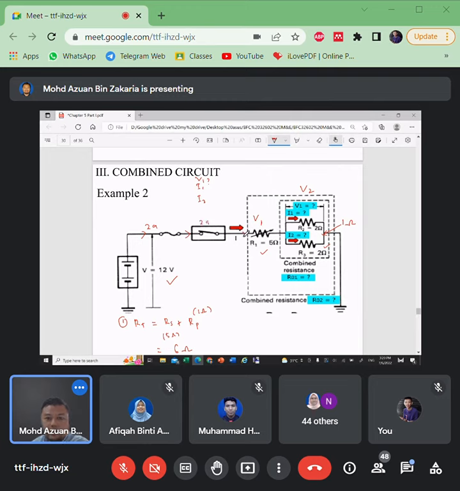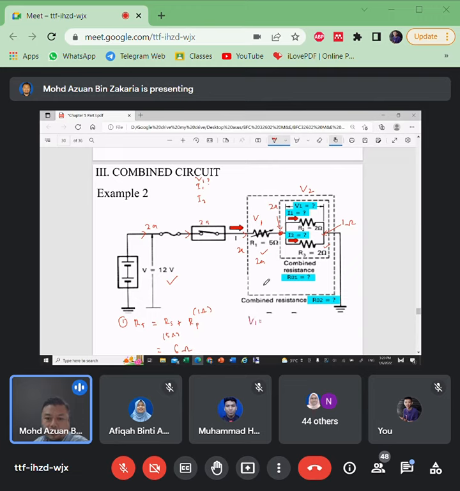Okay, 2 ampere. So at this single resistance, it will receive 2 ampere until this point. Still 2 ampere. So basically we know this is a series. So we know this resistance will have 2 ampere. So we can calculate what is V here, right? So V here, we can say this is V1.